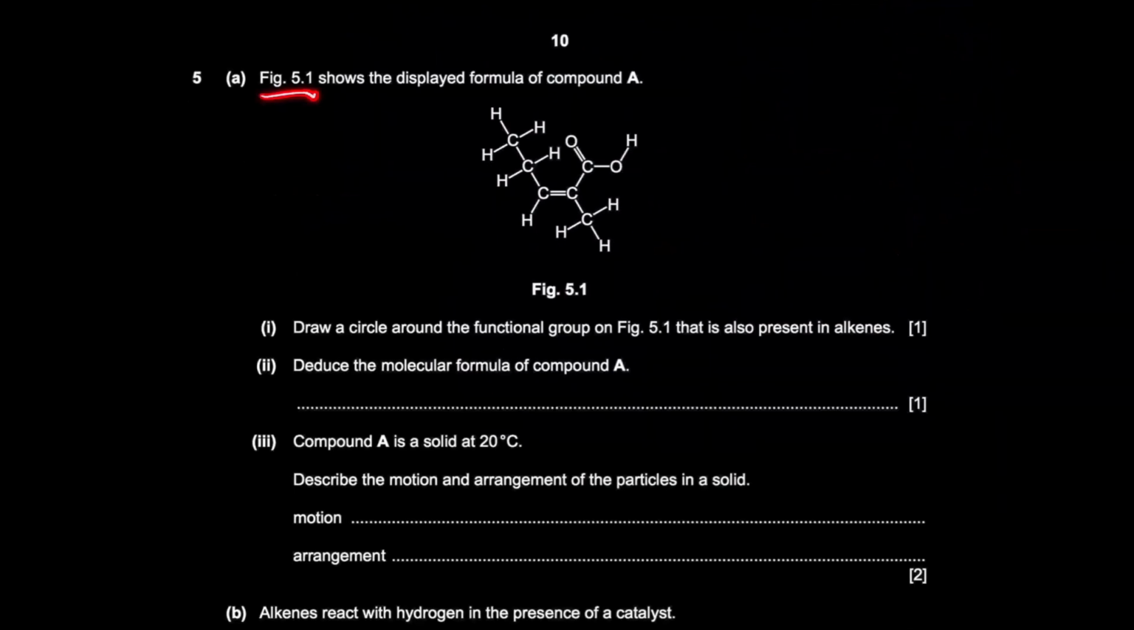Figure 5.1 shows the displayed formula of compound A. Draw a circle around the functional group that is also present in alkenes. Alkenes have a carbon-carbon double bond. Draw a circle around that. Okay, that's the functional group present in alkenes.